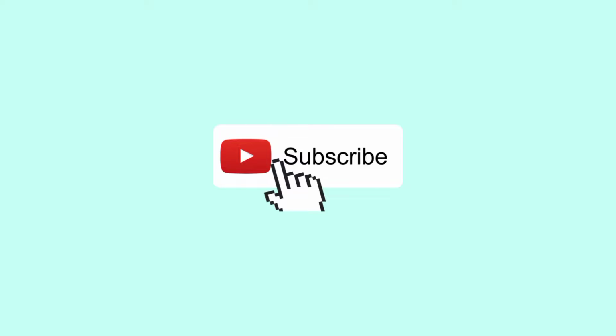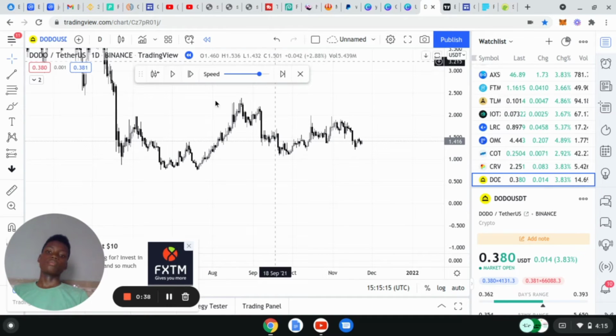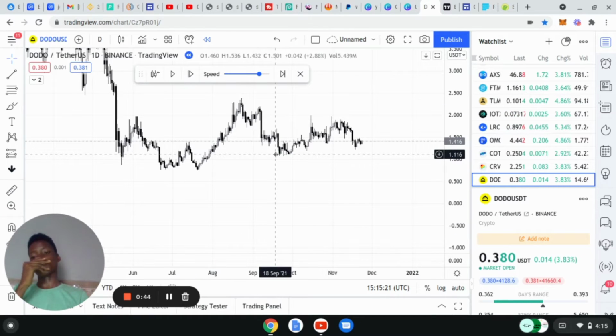So today we are going to talk about how to carry out a simple technical analysis. I'm on the Dodo USDT chart now, daily time frame, and we're going to use replay mode for this strategy to play out so you can see.